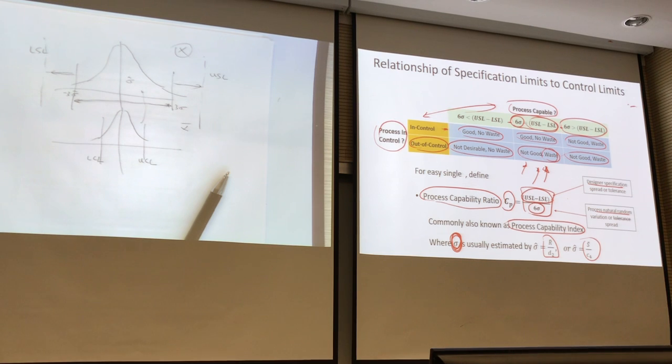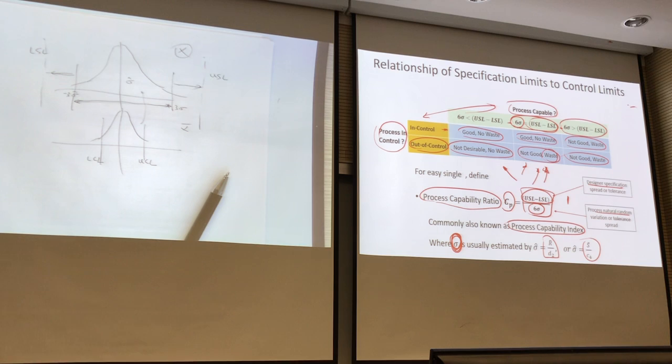This is equal to 1, right? So what about this one here? The specification is very much bigger than the process spread. Yes, it's bigger than 1, right? Correct. In this case, CP is greater than 1, because this guy is very much bigger. This guy here has to be smaller than 1, right? This guy CP is equal to 1, right?